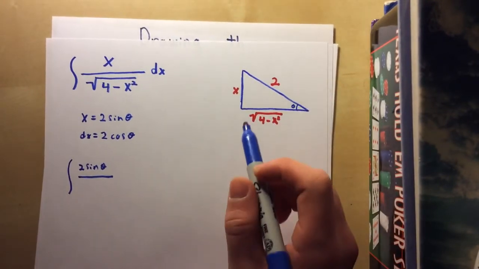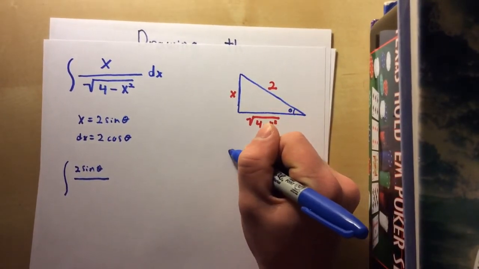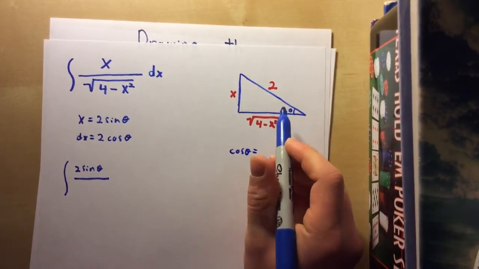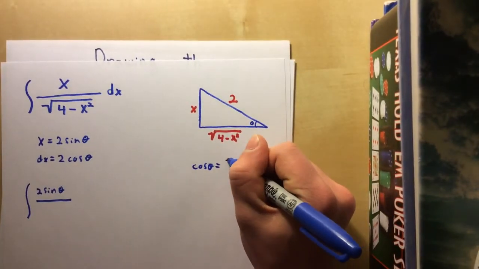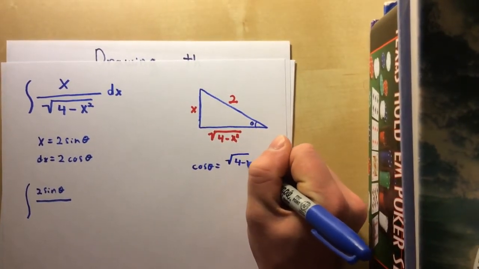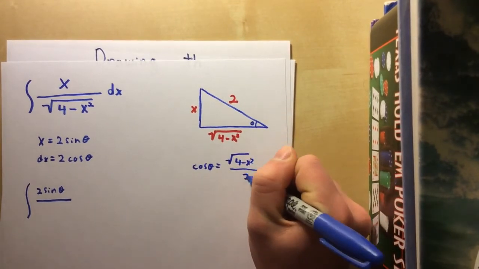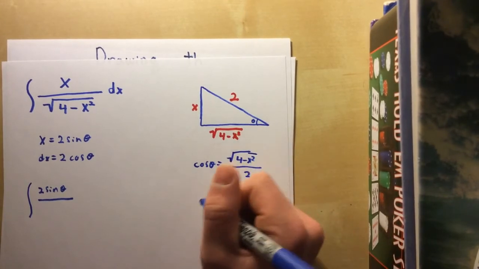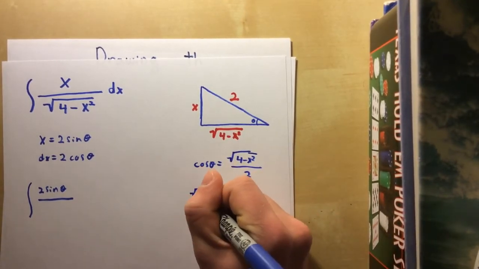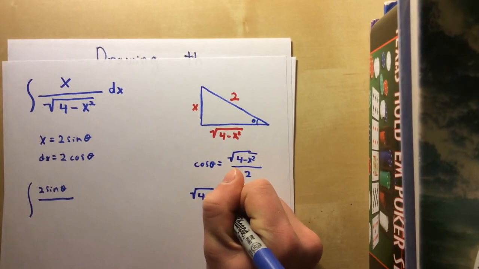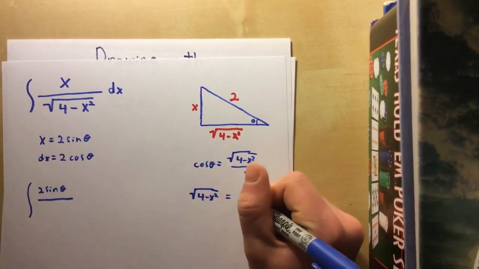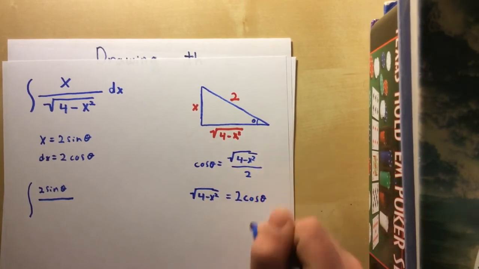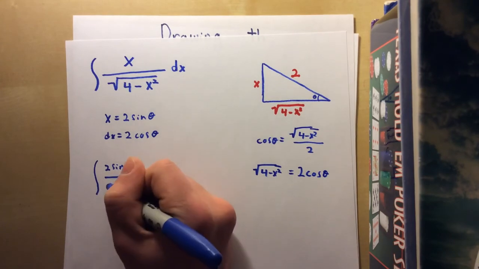Well, we can use the fact that cosine theta is equal to adjacent over the hypotenuse. So it's just going to be square root of 4 minus x squared over 2. Now we can solve for the square root of 4 minus x squared, and that's just going to be 2 times cosine of theta. So we can go ahead and drop that right here.